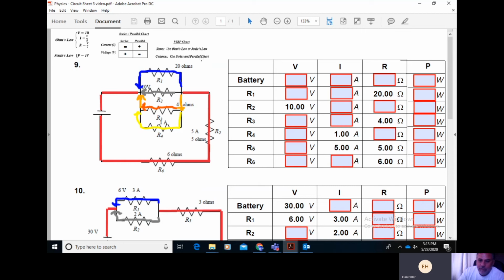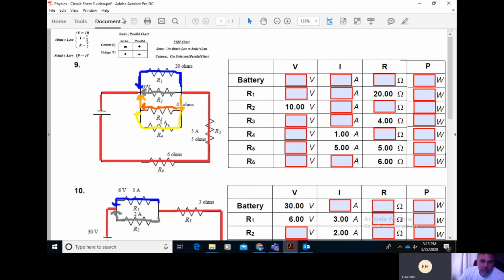Again, as a reminder, use Ohm's law across the rows from V to I to R. Use Joule's law, power equals current times voltage, only at the very end. Use your series parallel rules down each column, specifically voltage and current. Lastly, if all your individual powers add up to the total power you calculate by going current times voltage, we know we did the circuit correctly. So let's begin with number 9.